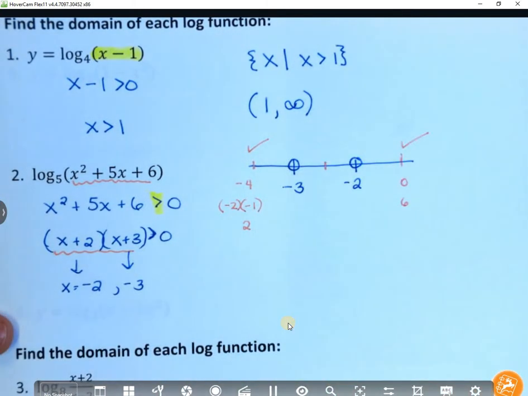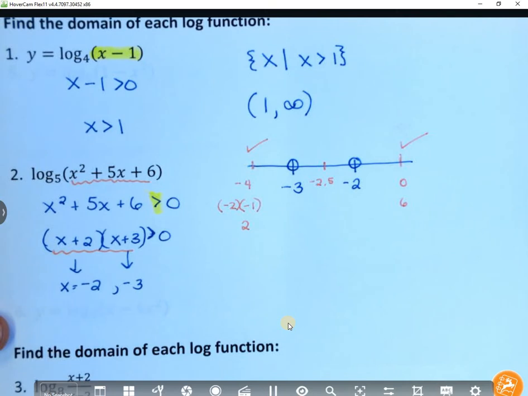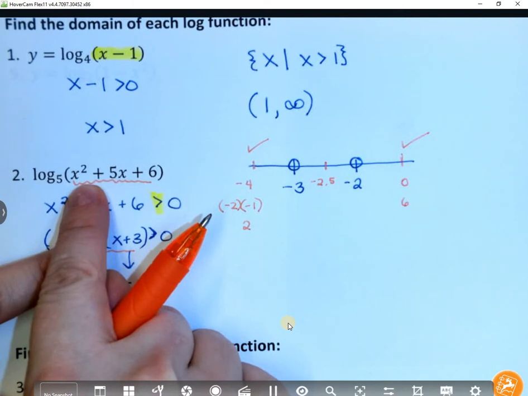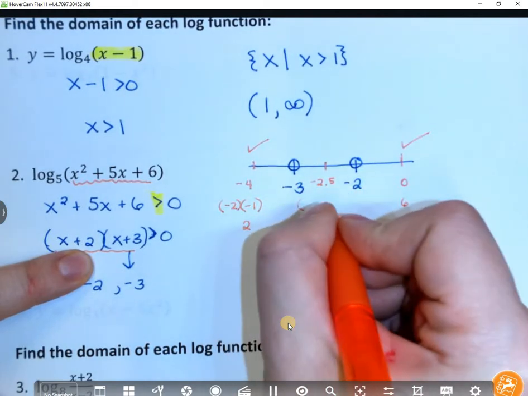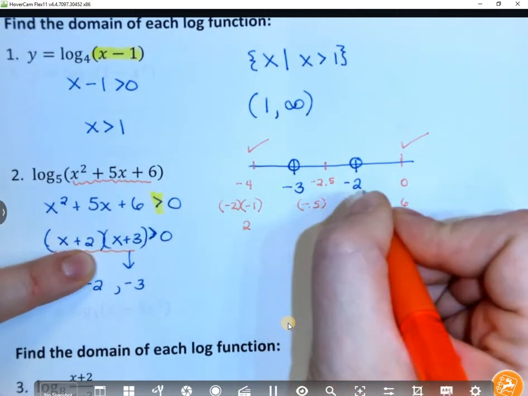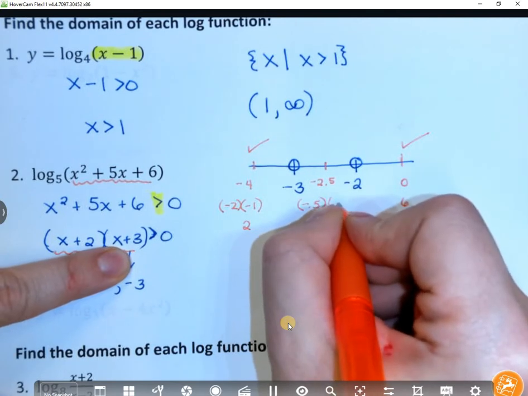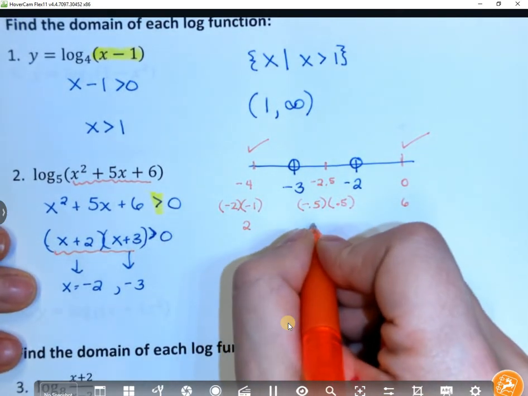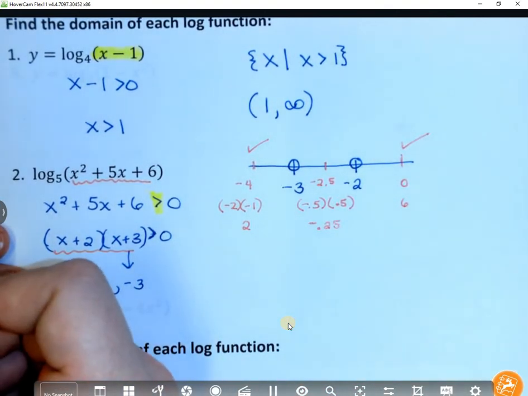And then just pick a number in between. I would say -2.5. And again, believe it or not, I would plug it in here because I don't want to square 2.5. My brain starts hurting. What is -2.5 plus 2? What is -2.5 plus 3? .5. A negative times a positive is a? Is that bigger than 0? No.